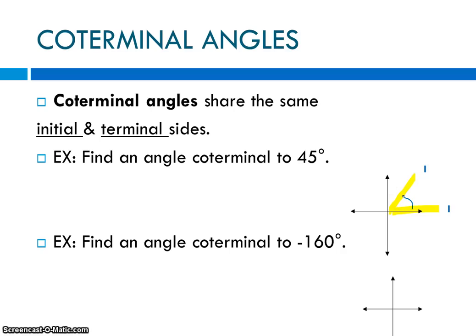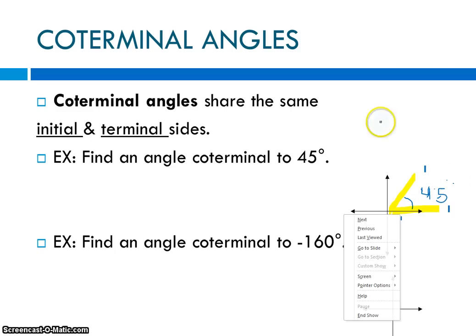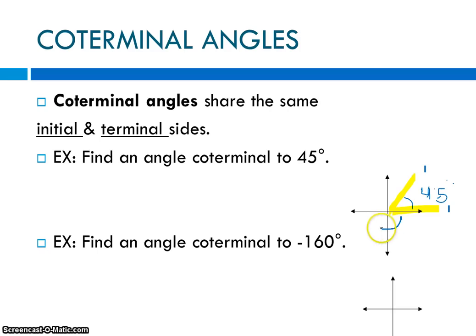So coterminal angles share the same initial and terminal sides. So this is 45 degrees. Okay, so if I start at the same initial side, but I go in the clockwise direction and end at the terminal side, so this large angle here, which is almost a full circle, but not the 360 degrees minus this 45 degrees, then I am going to have coterminal angles, because to be coterminal, it needs to share the same initial and terminal sides.